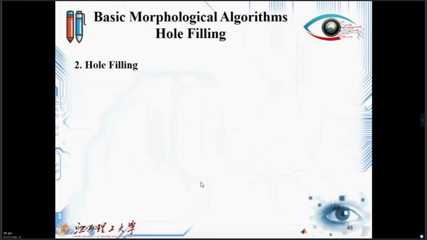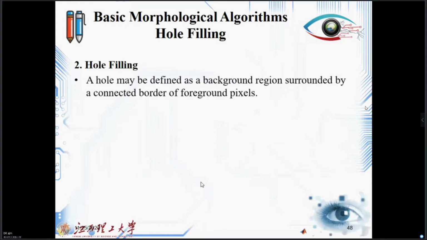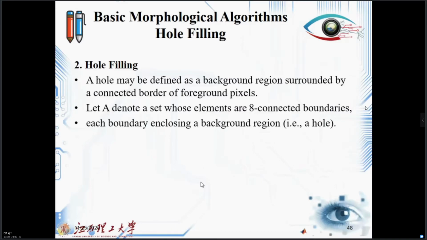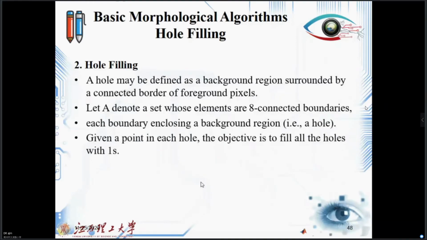The second application or second algorithm is hole filling, which may be defined as the background region surrounded by the connected border of the foreground pixel. It can be like this: first we will denote a set whose elements are 8-connected boundaries, and each boundary enclosing a background region, for example, a hole. And given a point in each hole, the objective is to fill all holes with ones.